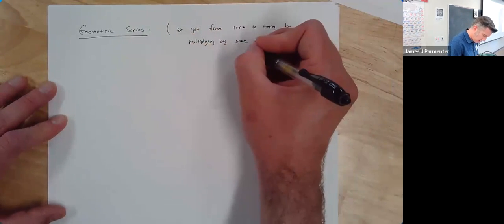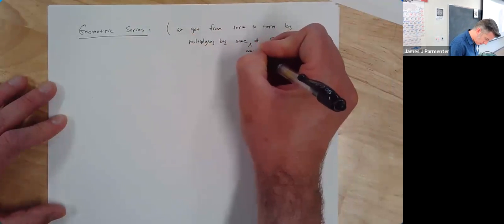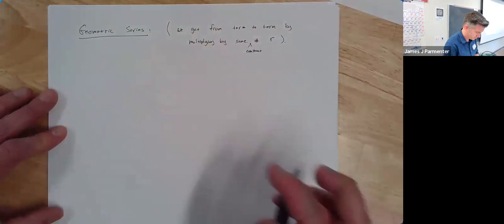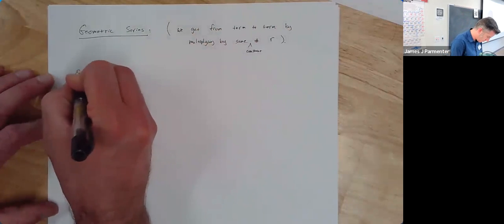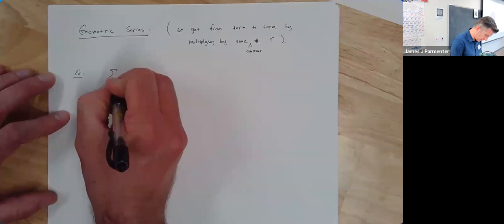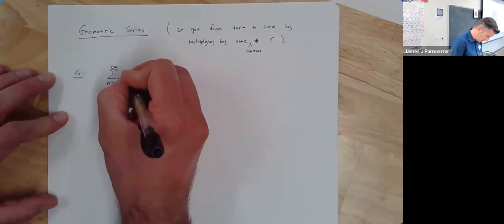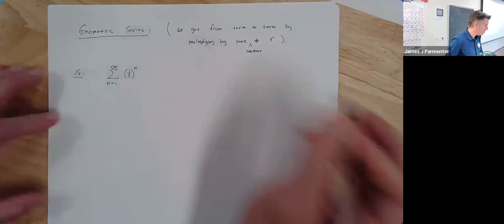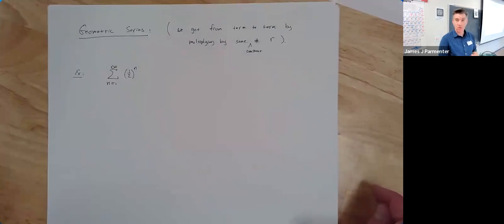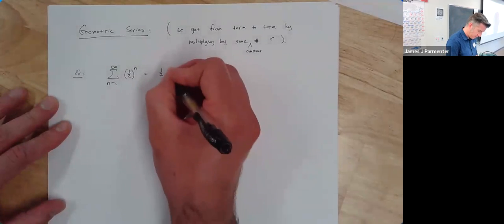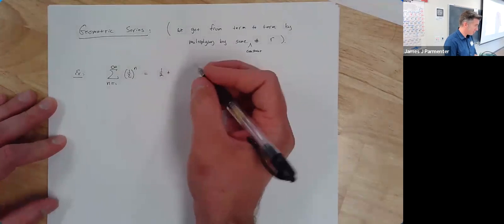I should say some constant number R. For example, probably the most well-used geometric series, the sum from n equals 1 to infinity, 1/2 to the nth power. If we start writing out terms, we get 1/2 plus 1/2 squared is 1/4.